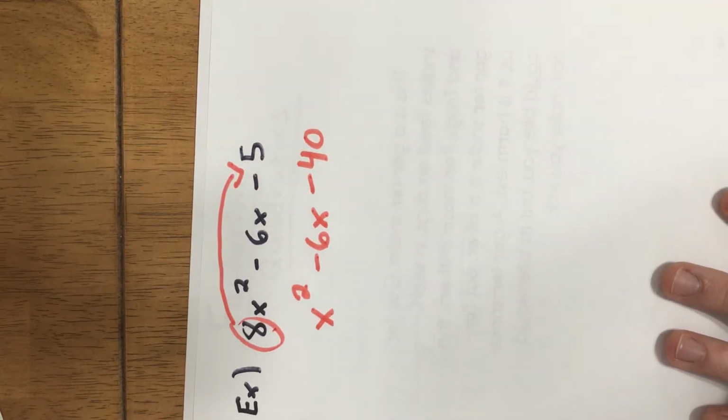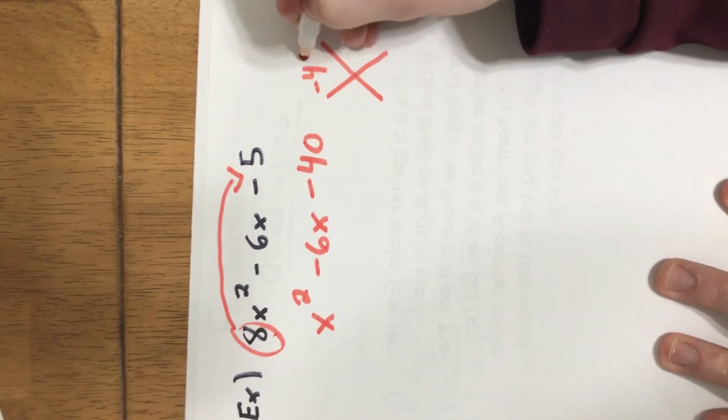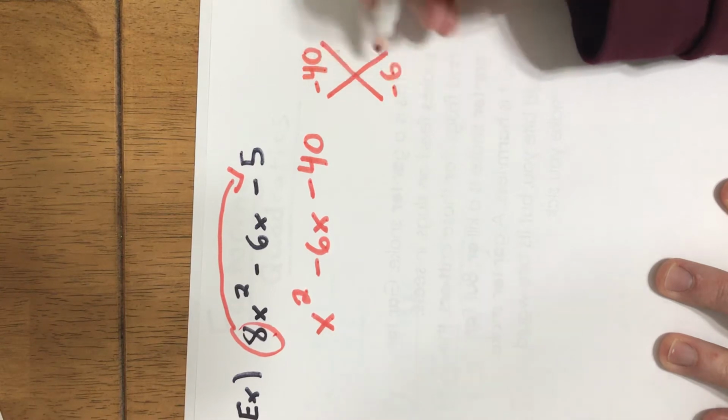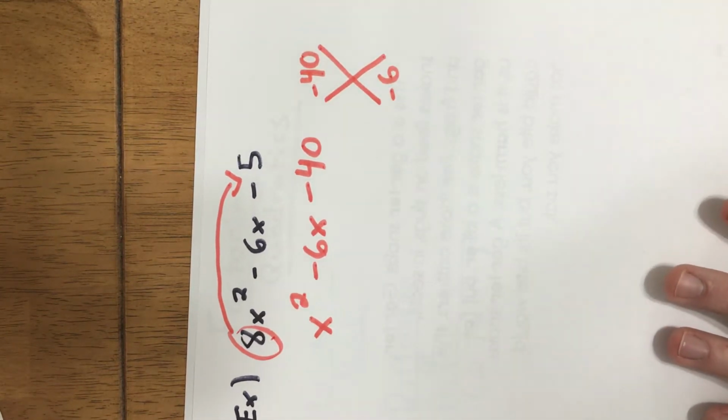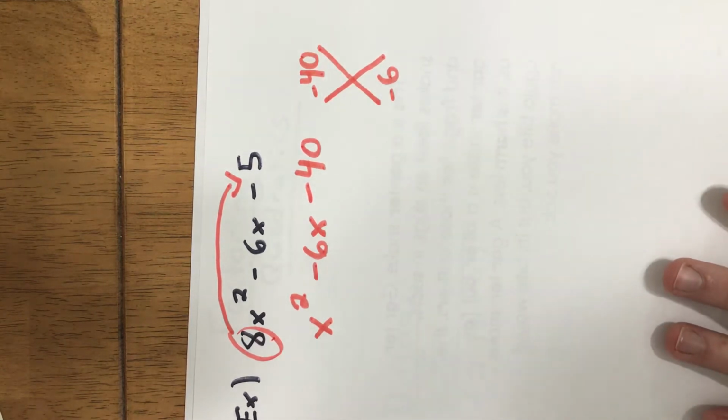Now I'm going to do the x method, putting a negative 40 on top, a negative 6 down below. So we're going to be looking for two numbers that will multiply to negative 40 and at the same time add to negative 6.